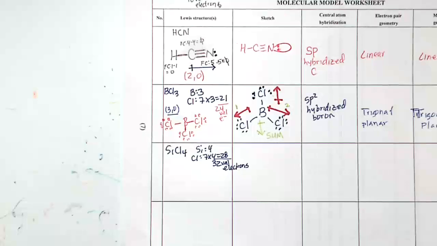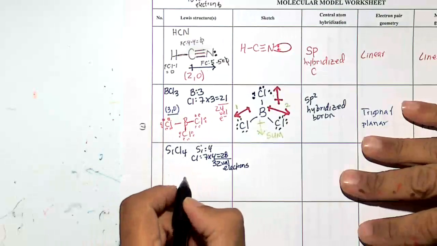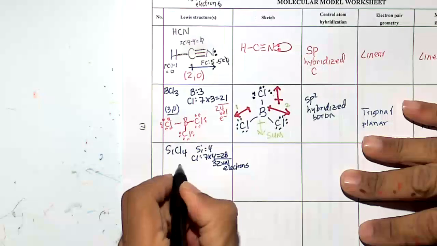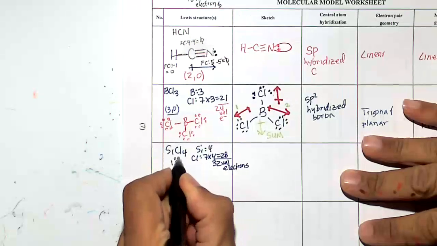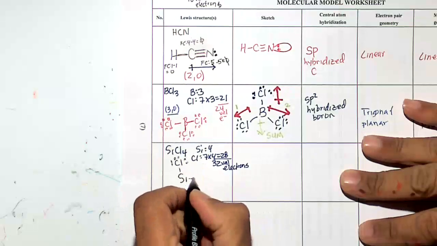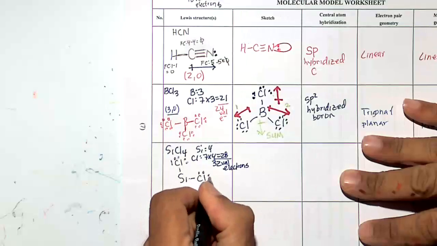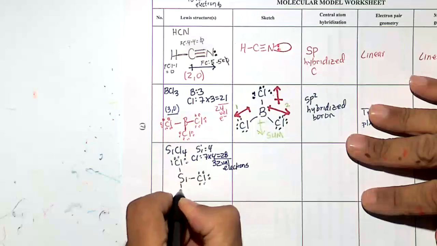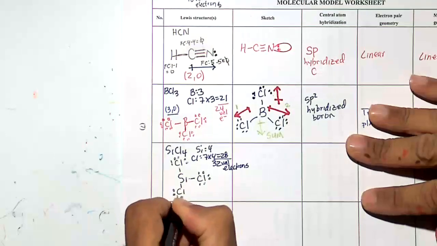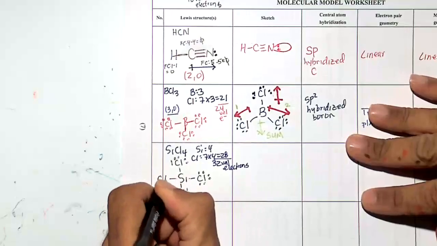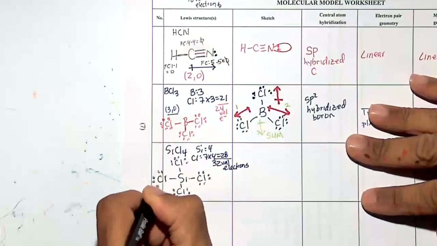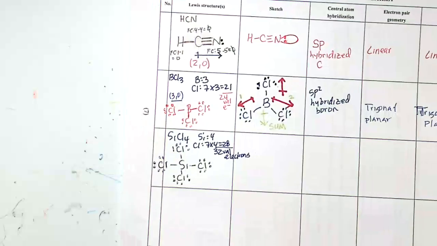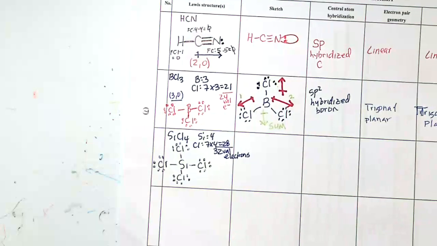Okay, what is our central atom? And what is attached to the silicon? 4 chlorines. What did we say about chlorine and other halogens? Okay, how are they going to bond? Single bond and 3 lone pairs. Okay, this is silicon tetrachloride.